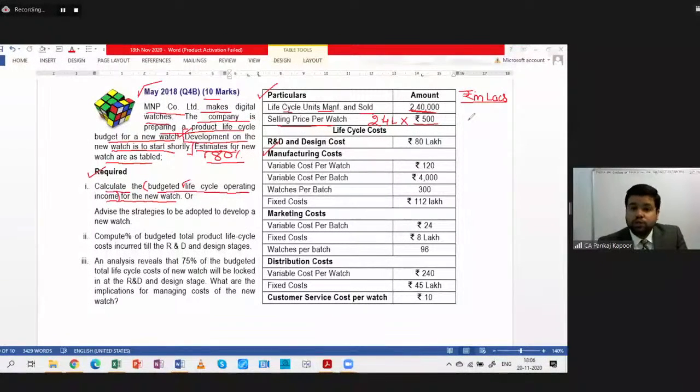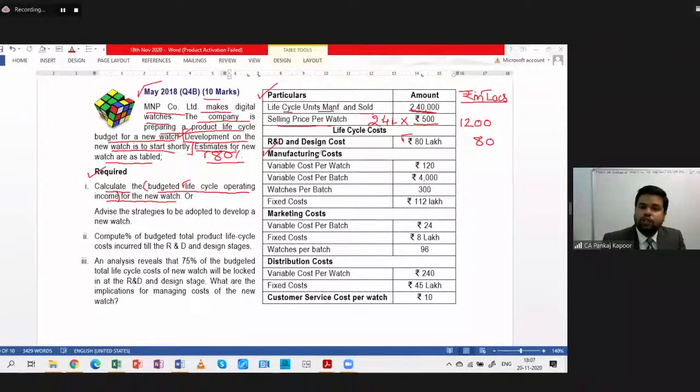So what will be the revenue? Friends, it is 2.4 lakh units into 500 for each unit. It will be 12 crore rupees, but we are going to write the amount in lakhs in order to ease up the calculation. So it will be 1200 lakhs. Moving further, the cost. How much is the R&D cost? The R&D cost is directly given to us, 80 lakh. We write it 80 lakh.